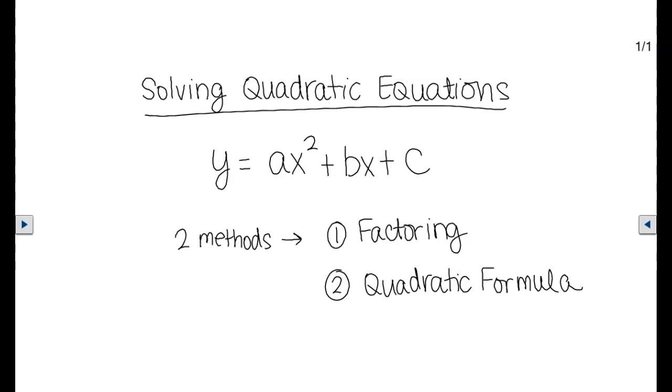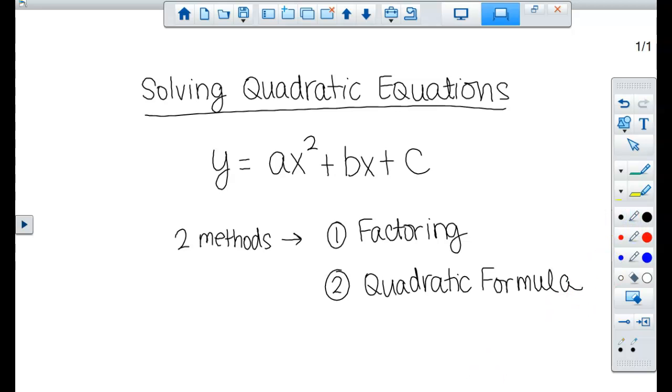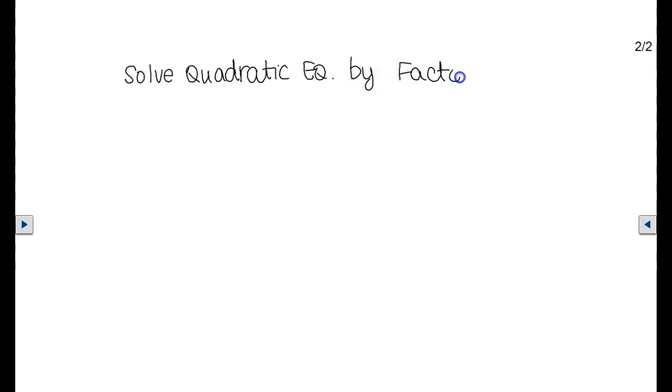All right, so let's get into solving quadratic equations. And like I said, today we are going to solve by factoring. Now, what I'm going to do is put the steps up here first, and then do some examples with you to show you how this works.